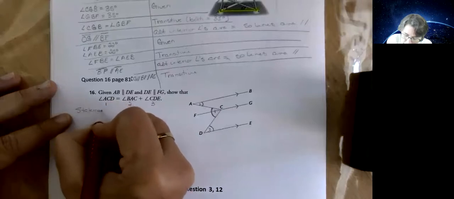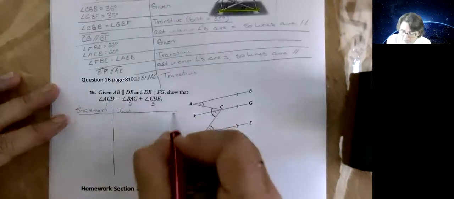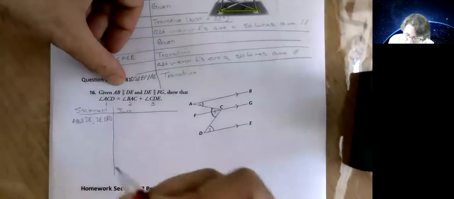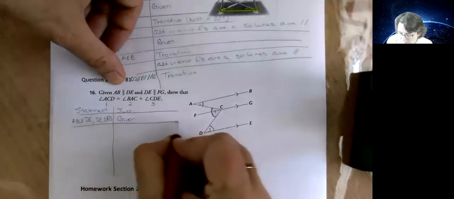All right, so statement and justification. And my given, you know what? I'm going to copy it right there. AB is parallel to DE, and DE is parallel to FG. Given. So if you're having a really bad day and you don't know where to start a proof, you can always start by rewriting the given part.